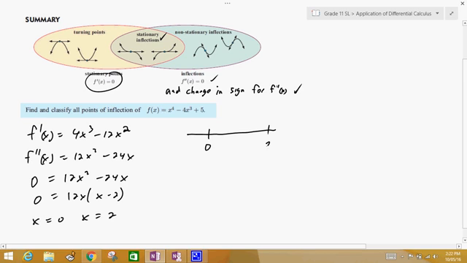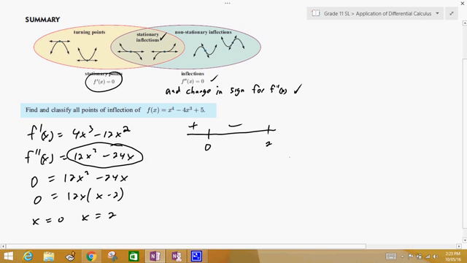So 0 and 2. Let's first test a number that is lower than 0. Let's say negative 1 or negative 10 or negative 200. And we can see that this is positive. So when I put a negative number into the second derivative, it becomes a positive number. Now I'm going to put a number between 0 and 2 into the same second derivative. Let's use 1. So 12 times 1 minus 24, that's negative.